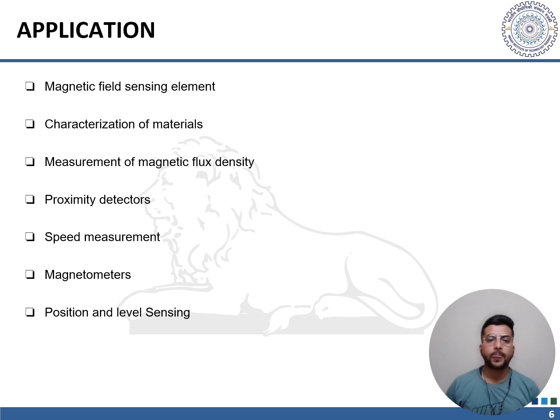Also, one popular example is the magnetometer. One popular example of a magnetometer is a compass, which is used to measure the direction of the ambient magnetic field. So it uses the Hall effect, and we can also use the Hall effect for position and level sensing.